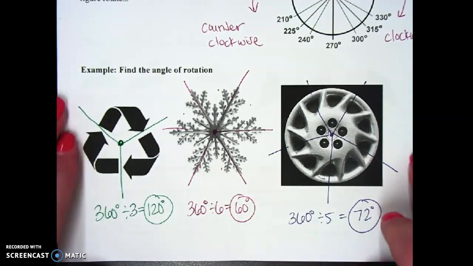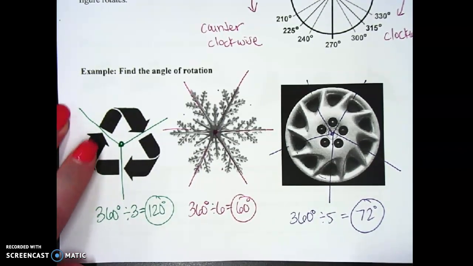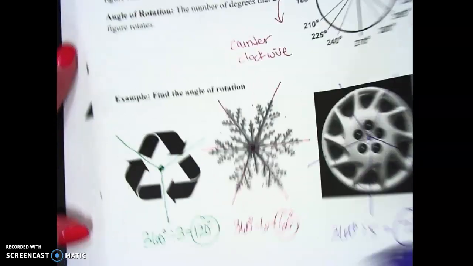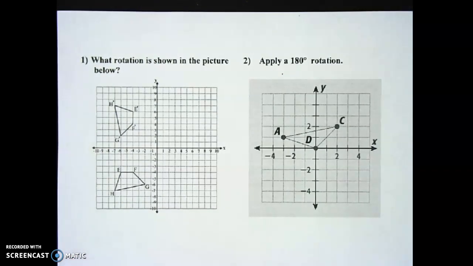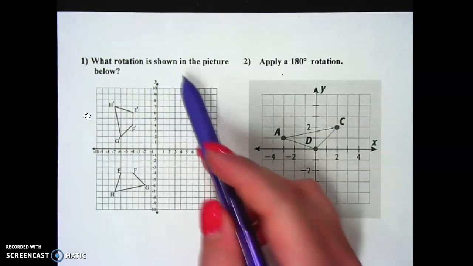All right, so let's go ahead and flip it over then. So we got our degrees of rotation. That's how many times I can spin it. The other type of example that we're going to look at today is when it's on a coordinate grid. Okay. So in the very first picture, it says what type of rotation is shown.